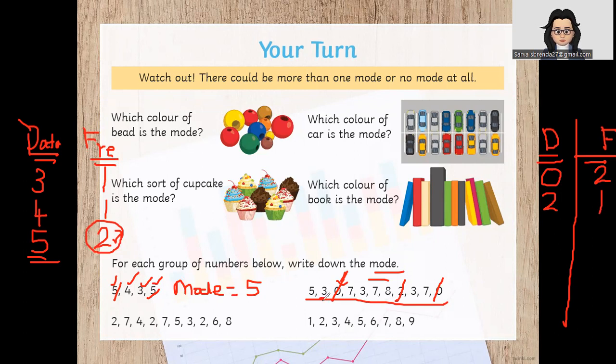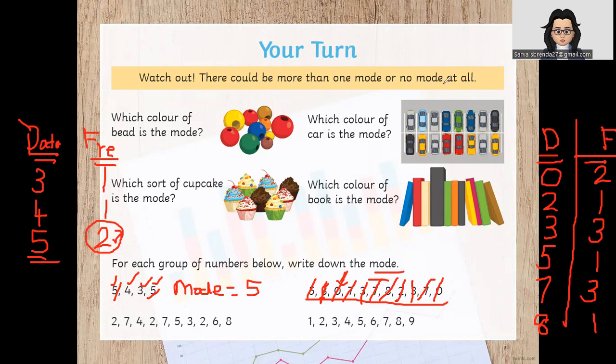Then we'll go to the data 3. How many 3's do we have? 1, 2, 3. We have 3 3's. Now we'll go to 4, but there's no 4. Then we'll go to 5. How many 5's do we have? Only 1 5. There's no 6. And then we'll go to 7. How many 7's do we have? 1, 2, 3. There's 3 7's. And then finally data 8, and there's just 1.